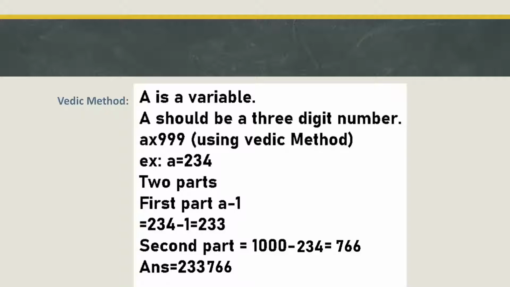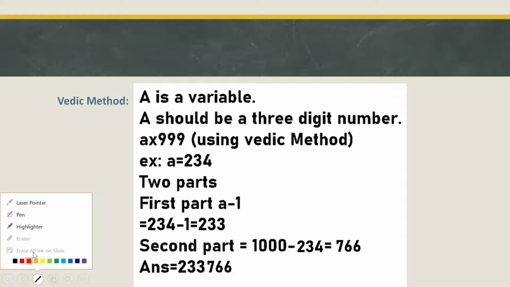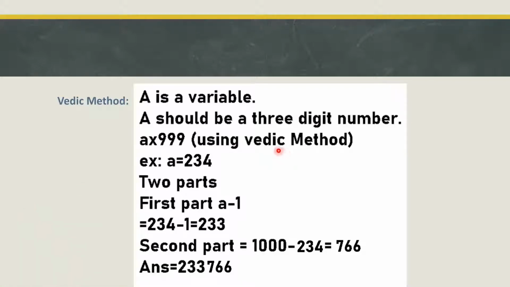Let's take a as a variable and we put a condition on a. The condition is that a should be a 3-digit number. How to multiply a into 999 using the Vedic method? So let's put a variable that a equals 234. We can solve this multiplication of 234 into 999 using the Vedic method in two parts.